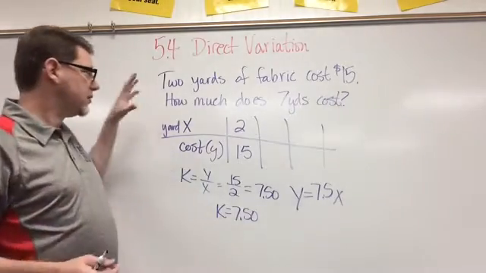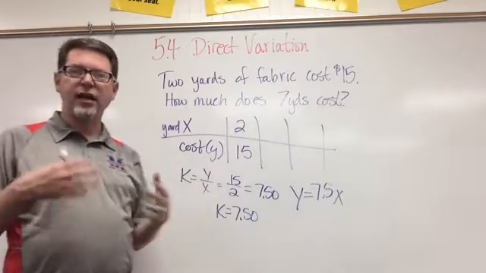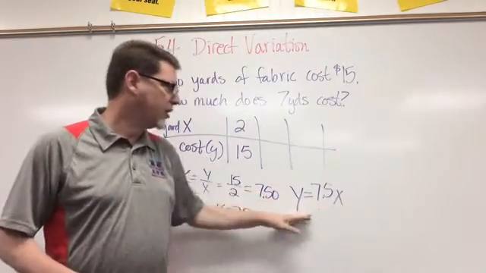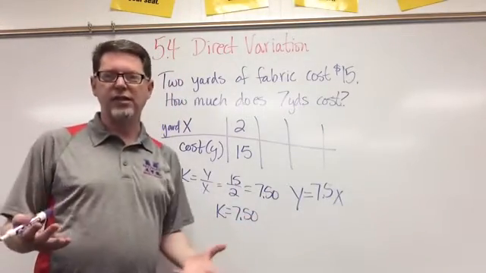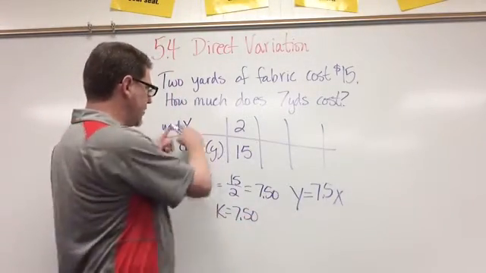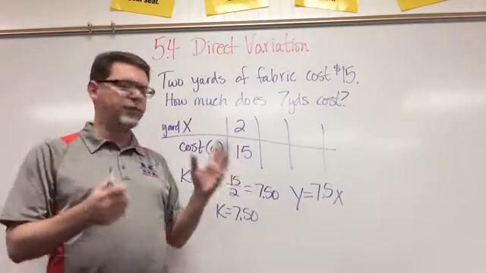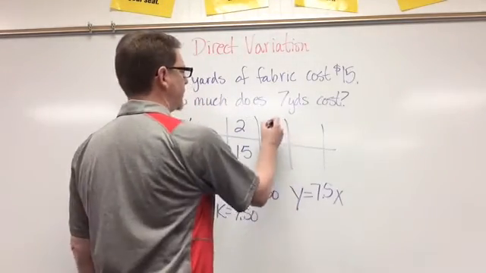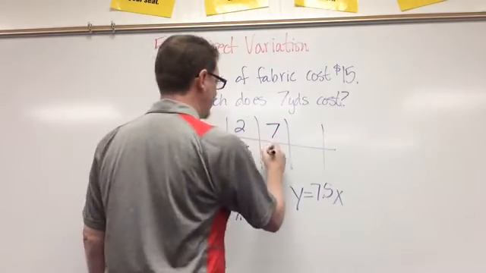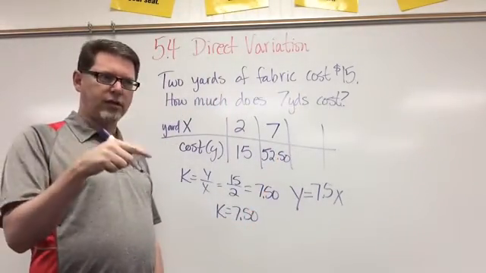So I've just figured out what k is by doing y over x. And now that I know k, I can plug it into my equation, y equals kx, or y equals 7.5x. And then the question is asking me how much is 7 yards. Well, 7 yards is x, so 7.5 times 7 is 49, 50, 51, 52.50. So in this case, 7 yards would be $52.50, if I did the calculations correctly, which I think I did.